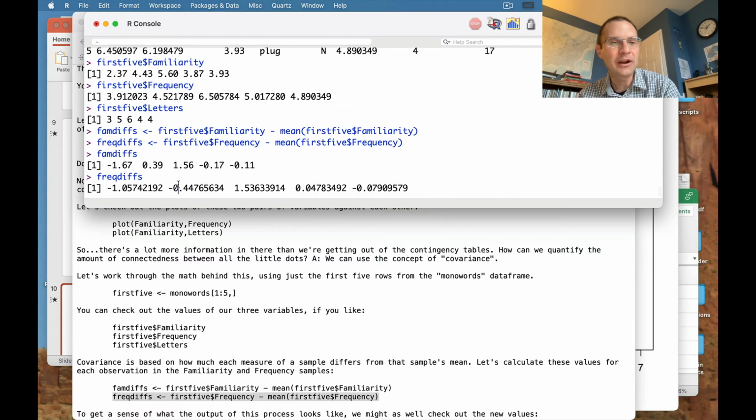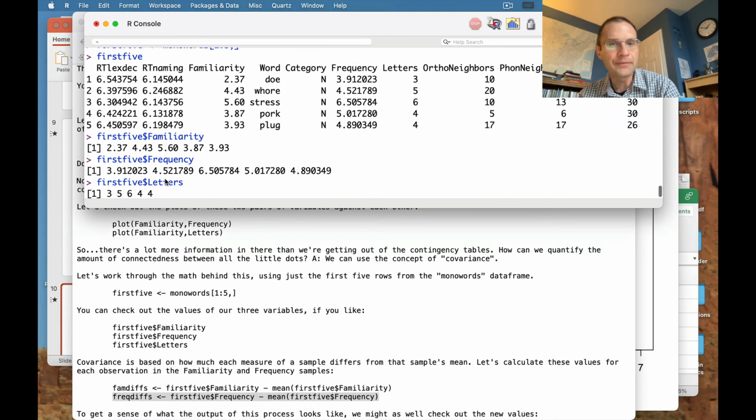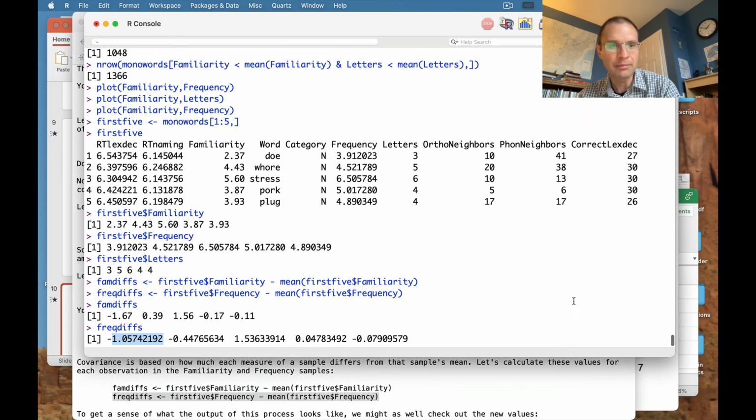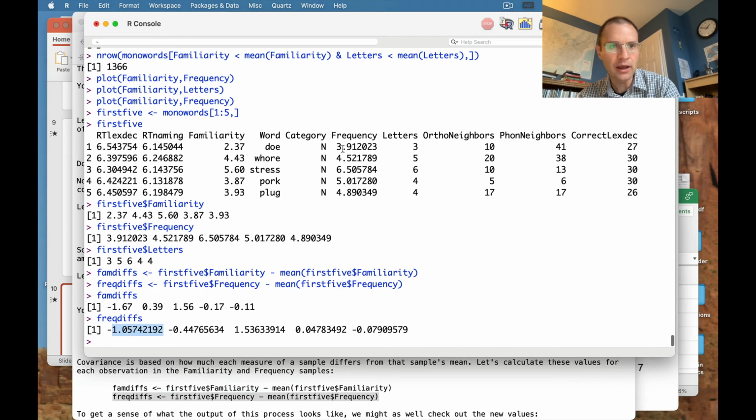And we can compare what's going on with those in frequency. Again, we see the same sort of thing for the frequency differences. Maybe I'll make this bigger so we don't have to go back and forth. For frequency, dough is not very frequent and stress is very frequent. But where do we get mismatches here? Those wind up being interesting too. Mostly let's focus on where we get mismatches in sign rather than magnitude. The second word, hor, is familiar. It's on the positive side of familiarity, but it's on the negative side of frequency.